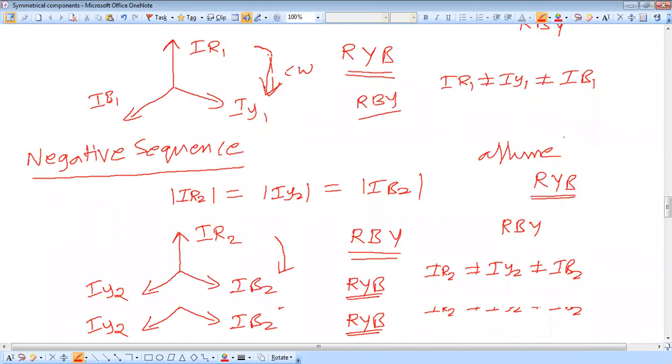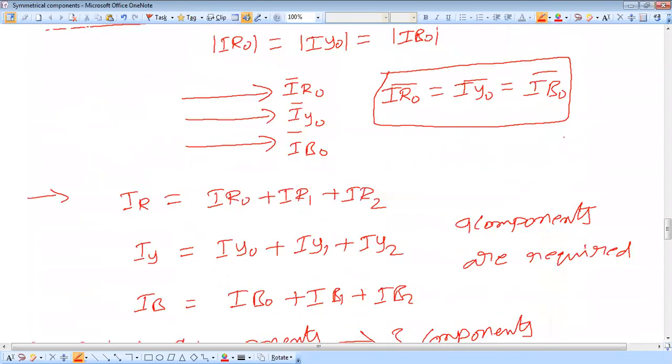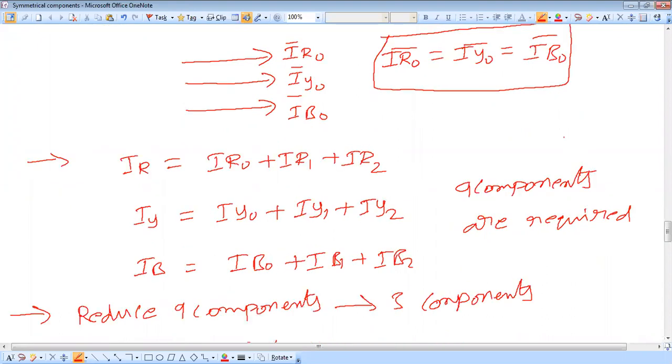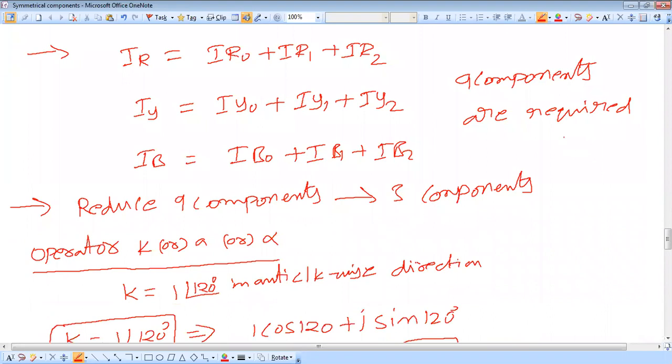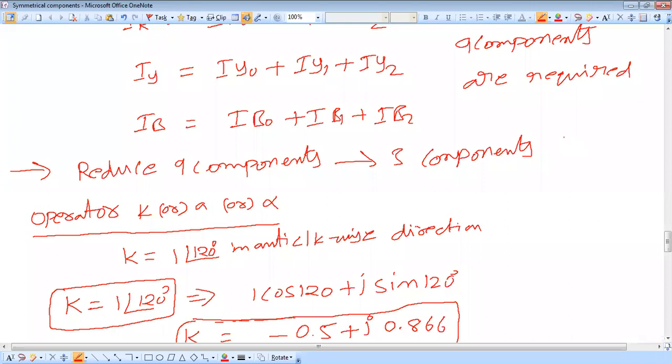Next, here we want to analyze any unbalanced system. We have to determine 9 symmetrical components. Therefore, for determination of these 9 symmetrical components, the time required is more. In order to reduce this time, I am going to convert these 9 components into 3 components by using the operator k. What is the operator k? k is a unit vector. It is of unity magnitude having 120 degrees angle in the anti-clockwise direction. Next, we are going to discuss in detail what k is.